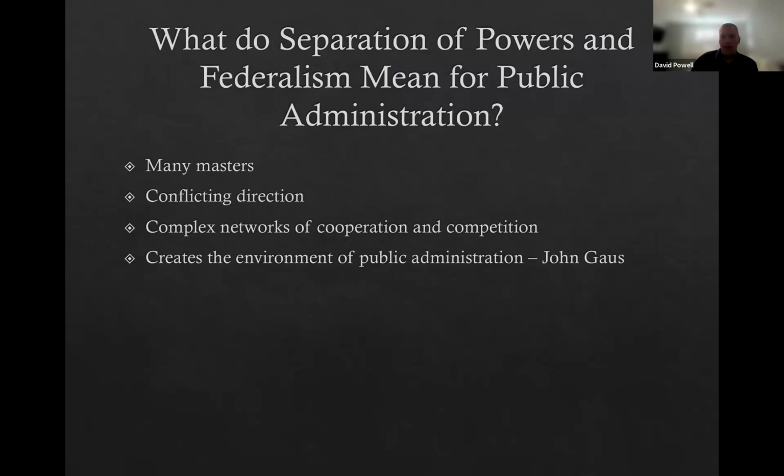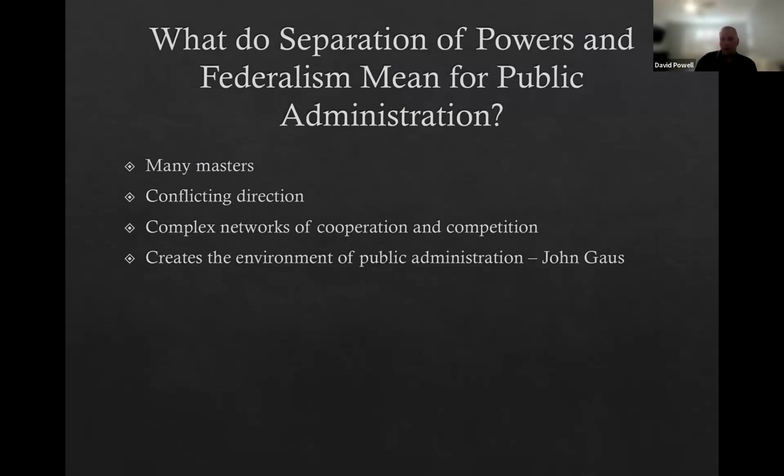Much more basically, the judiciary can issue what's called a writ of mandamus. A writ of mandamus is just a fancy term for an order. So the courts can say we're going to issue a writ of mandamus whereby we will order this public administrator or this public organization to take a specific type of action. So we serve masters horizontally at all three of those branches. But then we also serve a lot of masters vertically as well, in terms of national, state, and local governments.